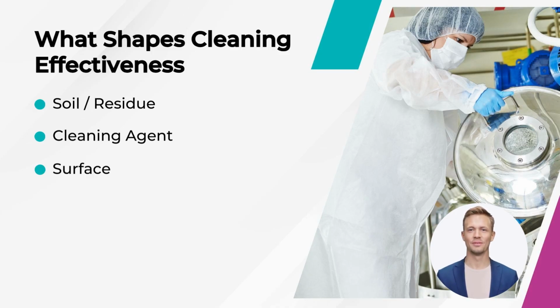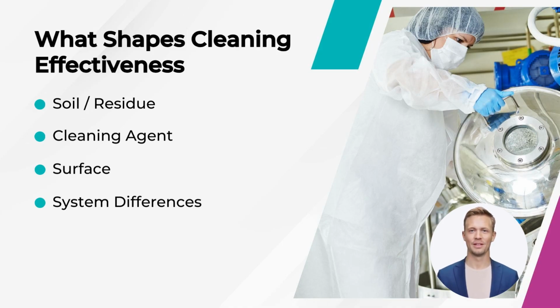Surface material, condition, and design features all affect how residues adhere. Smooth stainless steel behaves very differently from plastics, elastomers, or worn surfaces. Even when the same procedure is followed, variations in equipment design, surface condition, or operating behavior can lead to different cleaning outcomes. These system-level differences help to explain why identical processes may not perform the same across different equipment or setups.